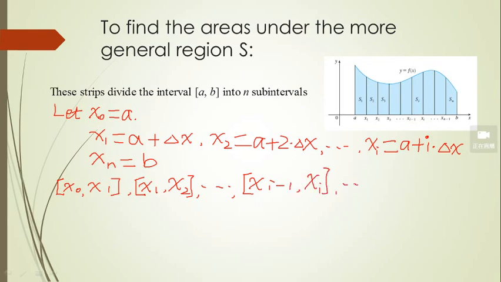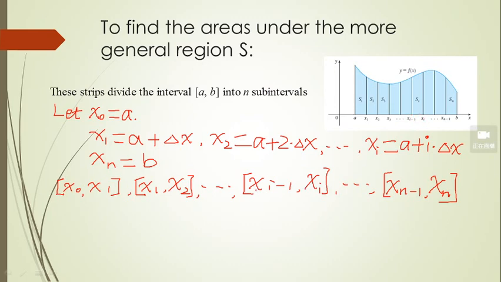How about the last one? How about the n subinterval? The n subinterval will be xn minus 1 to xn. Right? So we form those n subintervals, and if we look at the i subinterval, which one is the left endpoint of this interval?